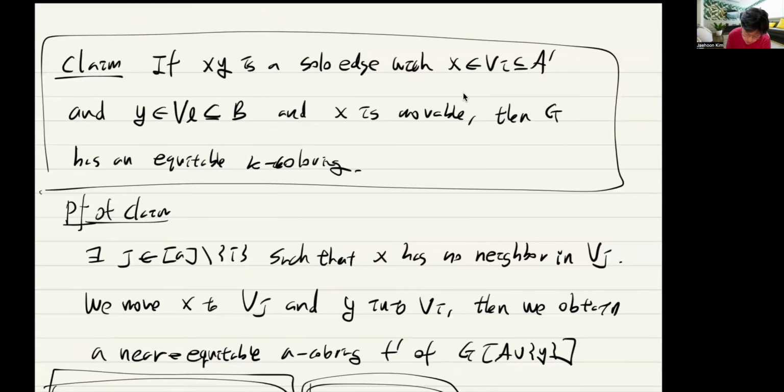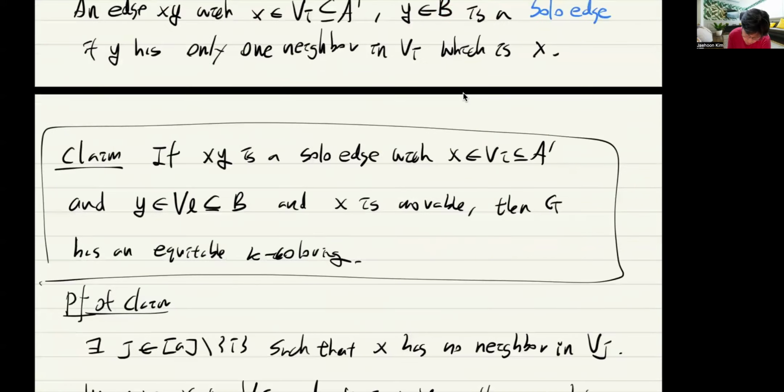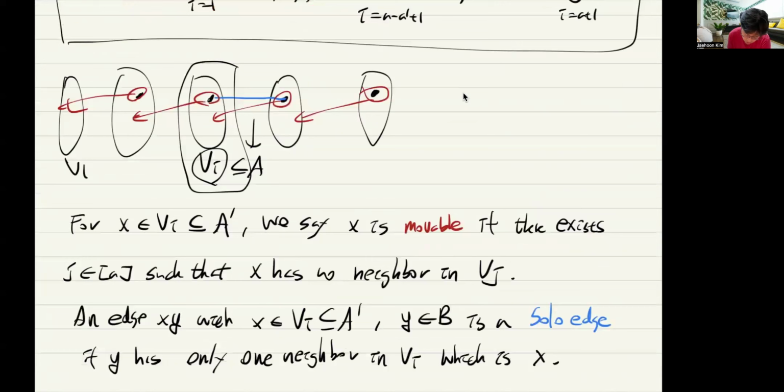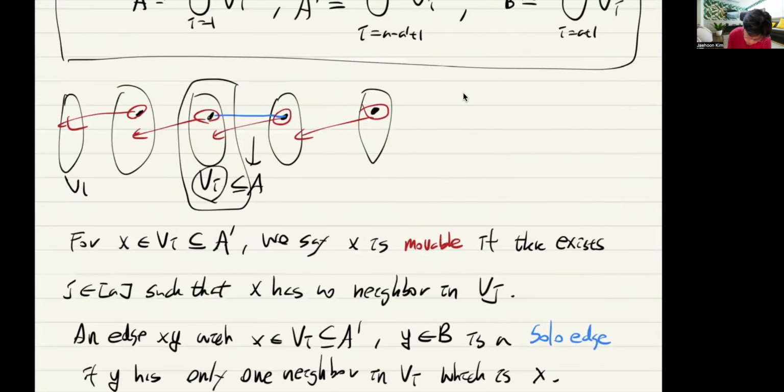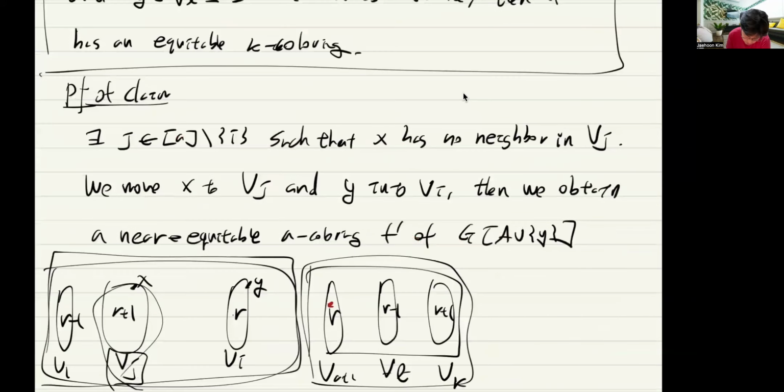And then we show that in this choice, there are no solo edges with x being movable. That's what we showed. Here, a solo edge is an edge where this vertex has no other neighbors but this one. And movable means that there is another color class in which this vertex does not have a neighbor, so you can move it. And this belongs to the pre-accessible class.